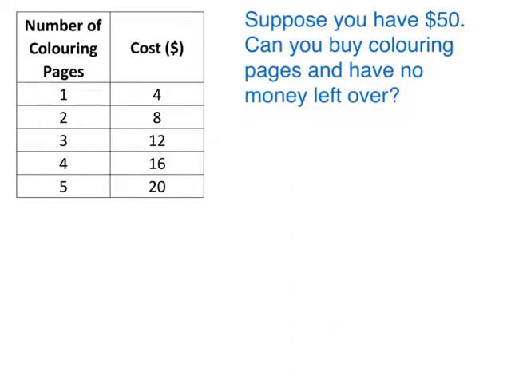So we can use the pattern rules that we came up with for this table and this pattern to answer more complicated questions, such as this one. Suppose you have $50. Can you buy coloring pages and have no money left over? So that means you would spend exactly $50 and you would then get a certain number of coloring pages and you wouldn't have any money left over, or you wouldn't be short any money. So pause the video and see if you can figure this out on your paper and perhaps with your math partner, and see if you could answer this question, and then continue watching after that.